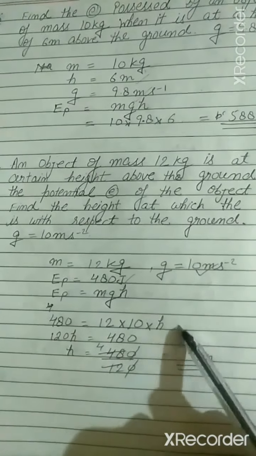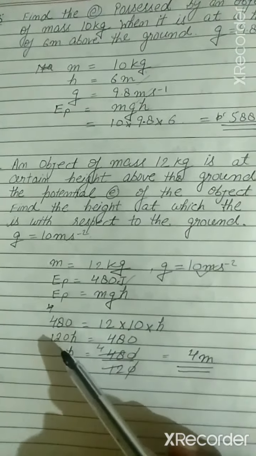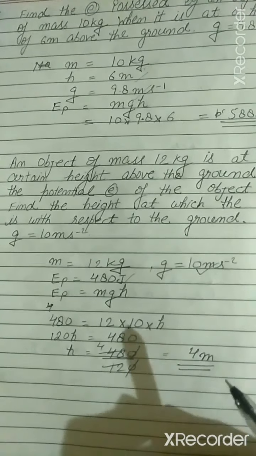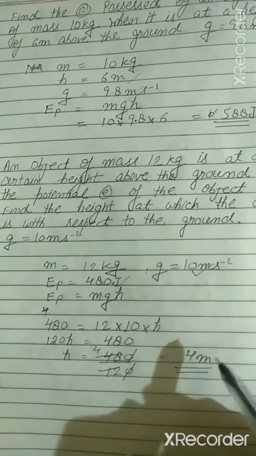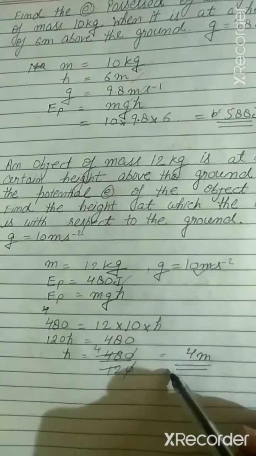So keeping the term on the left hand side, 120 H equals 480, and H will come 480 divided by 120. So it comes 4 meters. So the height from the ground is 4 meter.